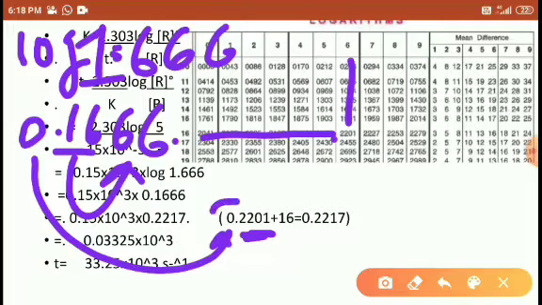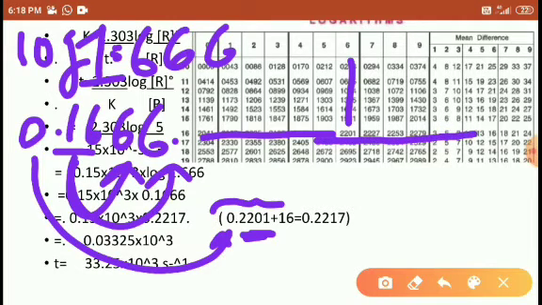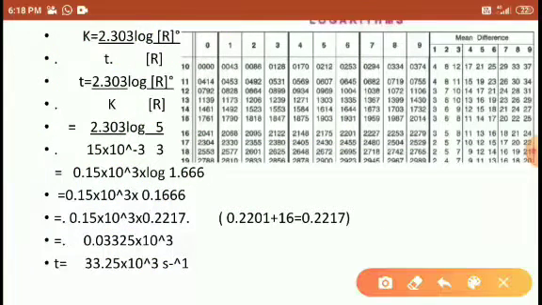That's right, here. And 16th row, 6th mean difference. The 6th mean difference is here, students. 16, that's right, 16 here. So 16 I am adding here. Then we get 0.2217. So 0.2217 multiplied with this value, we get the answer 0.03325, and moving the point toward the right-hand side, we get this answer. Right, students?